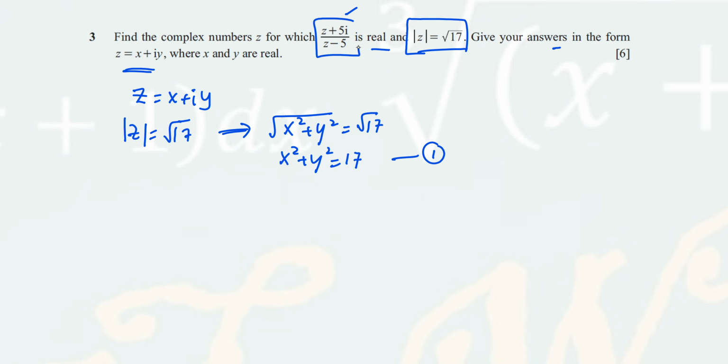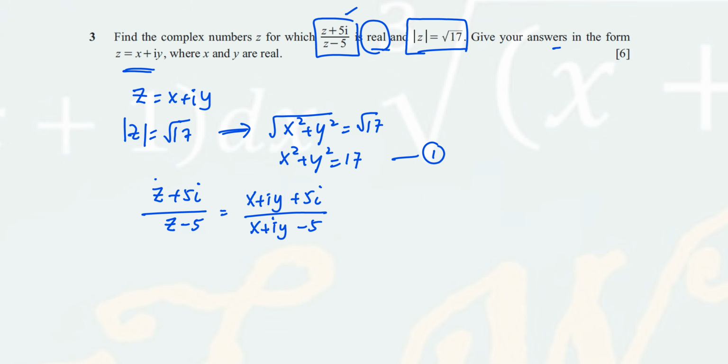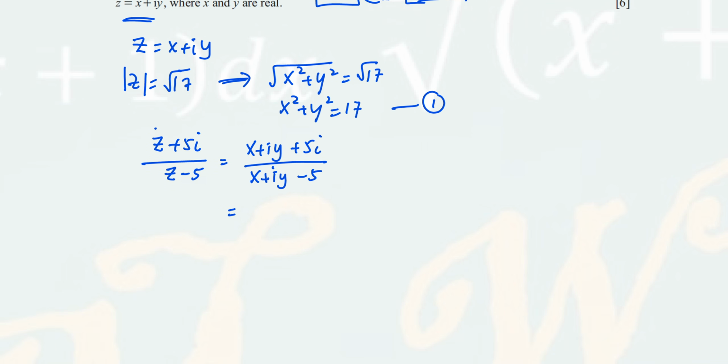And then now I refer to the other form, which is a complex number plus 5i over complex number minus 5. It's mentioned that it is real. Real means the imaginary part is 0. Okay, so what I need to do is just replace the complex number by x plus iy. Then you plus with 5i over x plus iy minus 5. Okay, now since the denominator has i or is a complex number, I need to rationalize it.